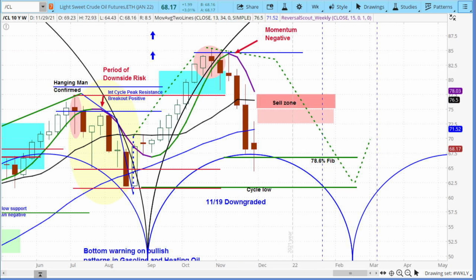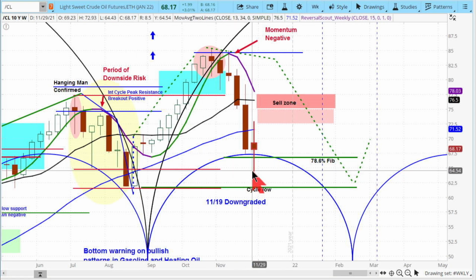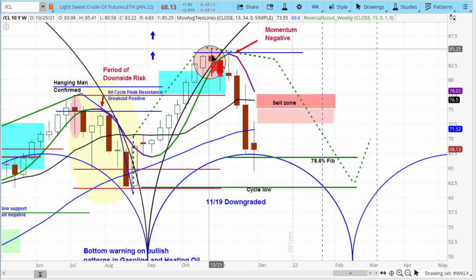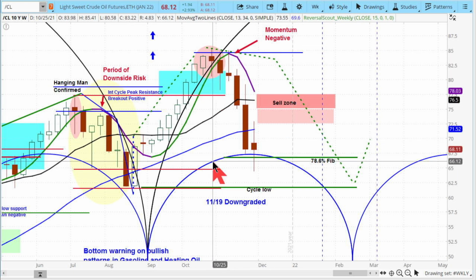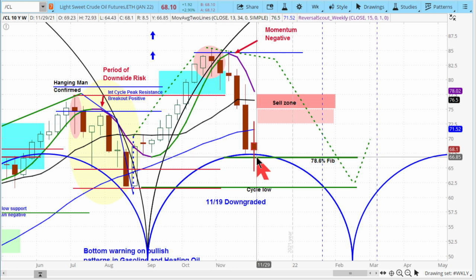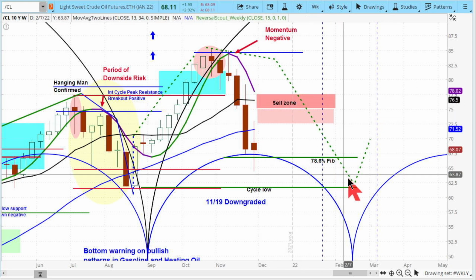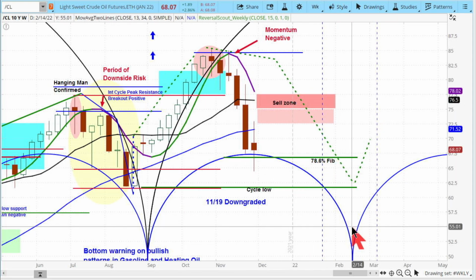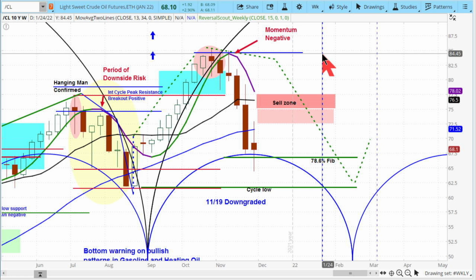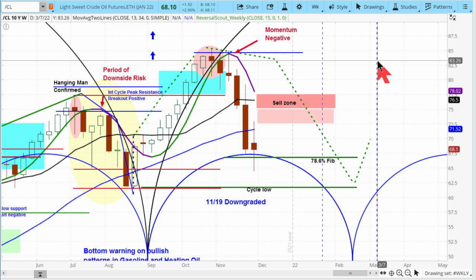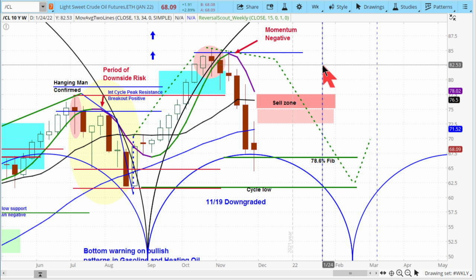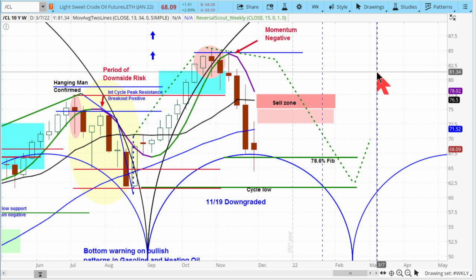Now the configuration is still positive. The problem is that it broke the 78.6. Also, the peak here is on the left side of this cycle, left-hand translation. That suggests that this corrective or declining phase in this cycle right in here has a long time to go, which takes you out into January to February. We're now putting in these cycle lines in the range of time that the next trough is expected. And we'll have this on all of our charts. Our level 3 and 4 members will see that. This may be a little faint.